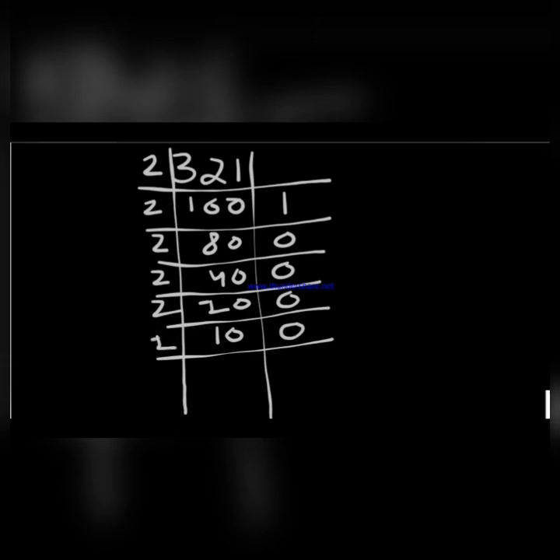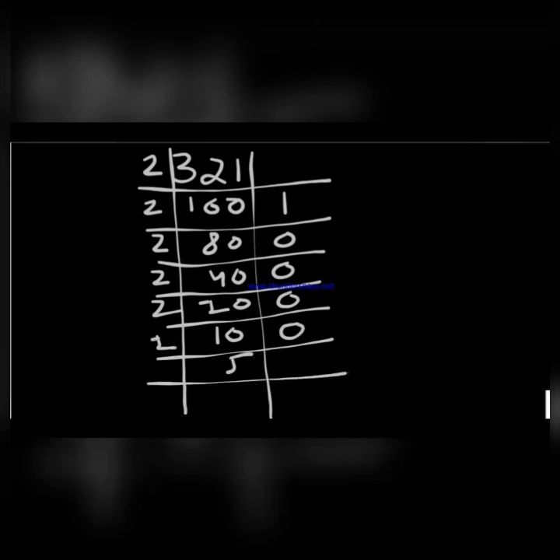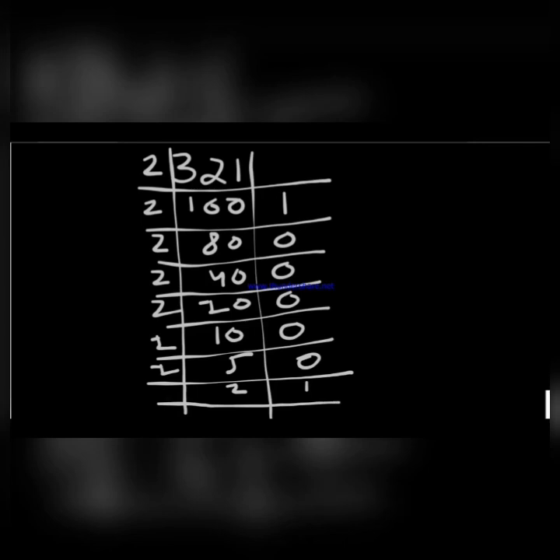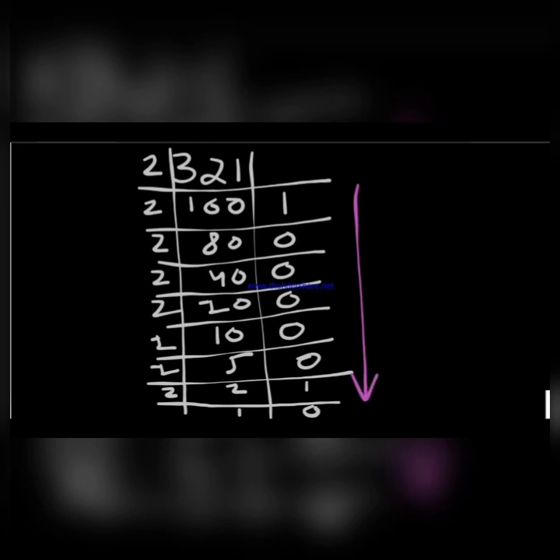Divide by 2, 5, remainder is 0. Divide by 2. Answer is 2 and there is remainder 1. Again, divide by 2. Answer is 1 and remainder is 0. So, as I have told you earlier, we will be writing from the bottom up. We move downward. This is the most significant digit and this becomes the least significant digit.